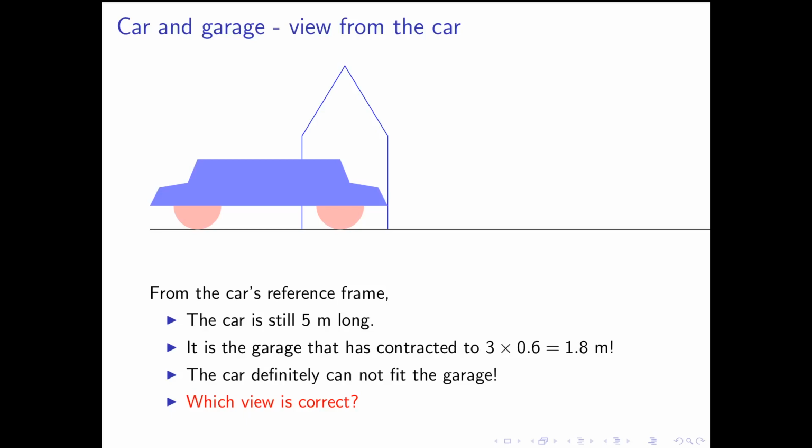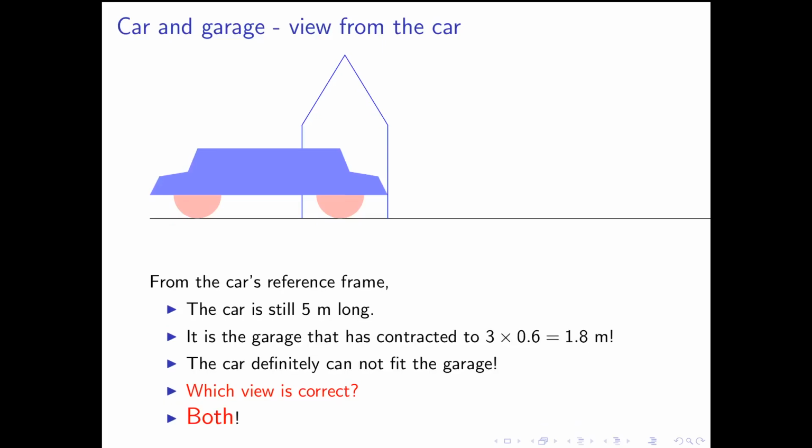The question is, which of our two views is correct? And the answer to that is a bit surprising. The answer is, both observers are correct here. Now you might find this unbelievable. How can the statement made by the ground-based observer that the car fits into the garage be equally correct as my statement that the car definitely does not fit into the garage?